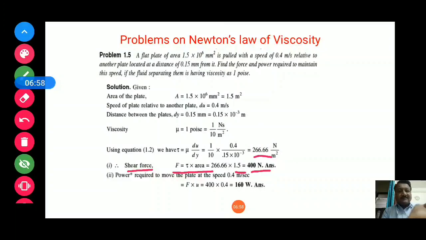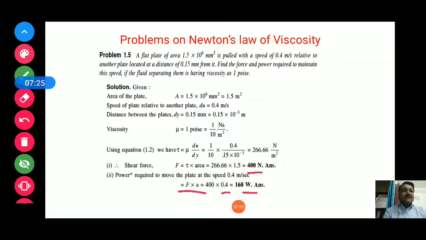Now next, we have to find the power required. For power required, you have to use the formula power is equal to force into velocity. So that is equal to force, 400 Newton, multiplied by velocity, 0.4. So the power is 160 watt.